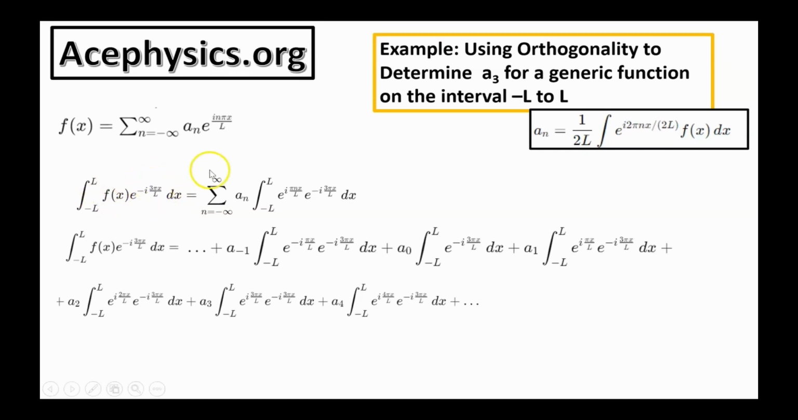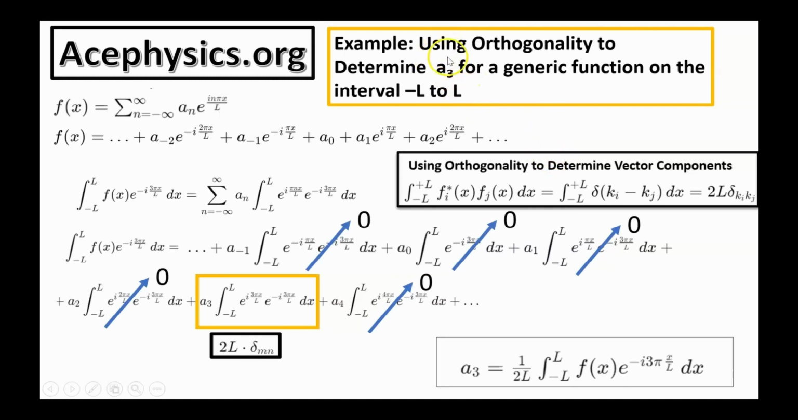The reason that there's a 3 here is because I'm determining the coefficient a sub 3. Whatever I do to the left side of the equation, I have to do to the right side of the equation. Take the integral here times the same phase factor. The integral can go inside the sum, and down below here I've written several terms of the sum. This sum is an infinite sum. It has an infinite number of terms.